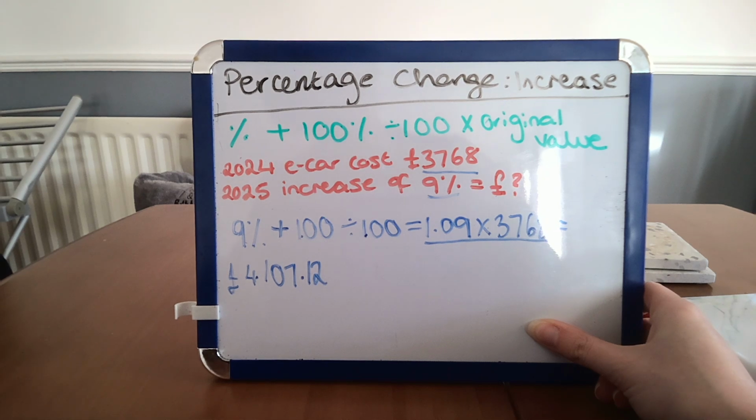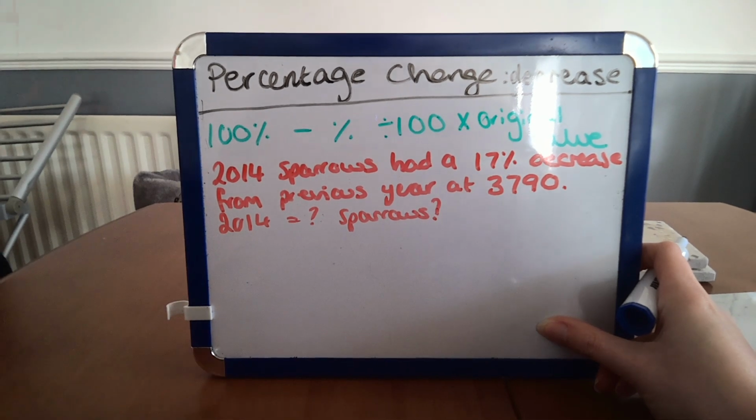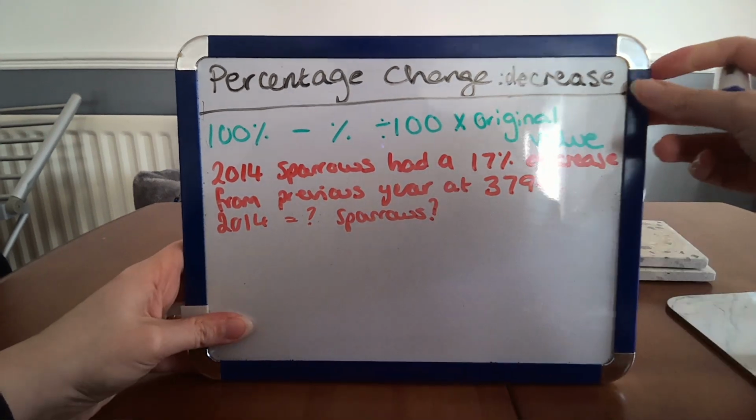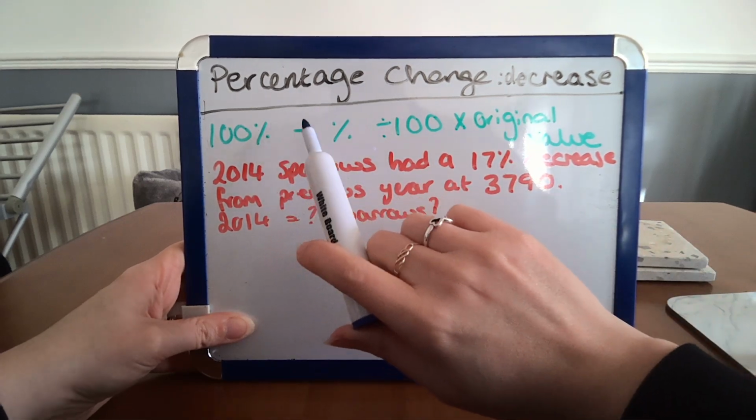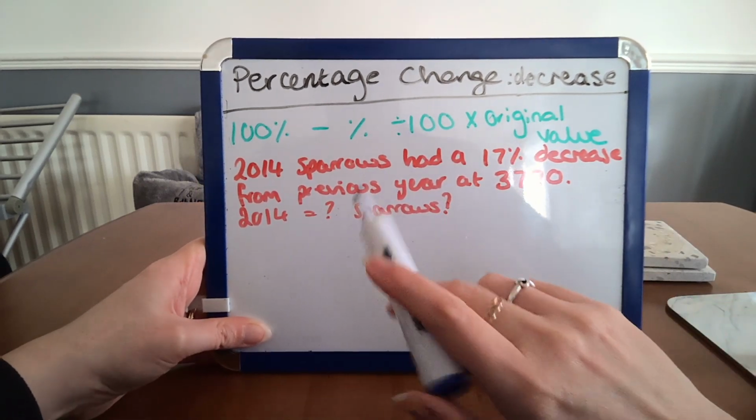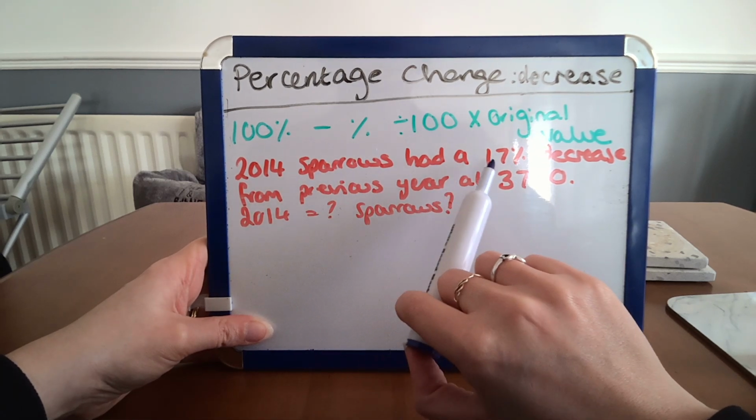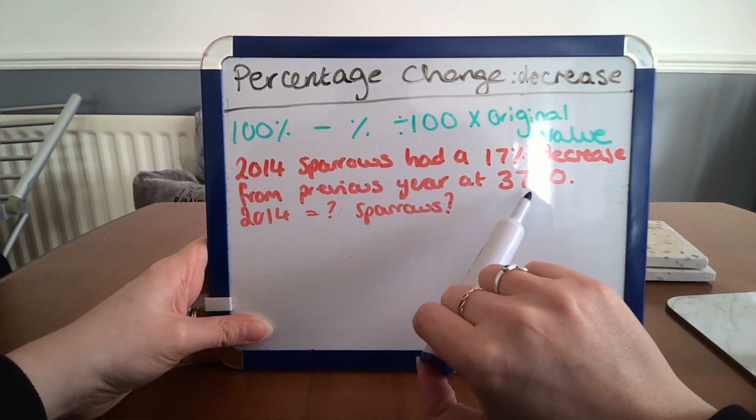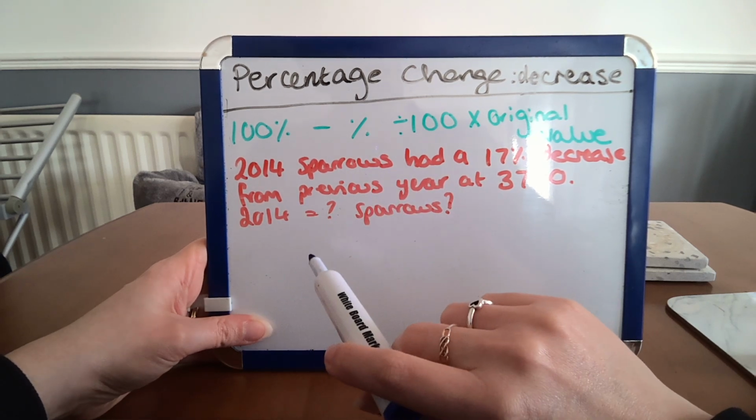We're now going to move on to decrease of percentage change. Okay, so moving on to decrease, there's a slight change to the formula in that we do the 100% take away the percentage divided by 100 times the original value. So our question says in 2014, sparrows had a 17% decrease from the previous year at 3,790. And then how many sparrows are there in 2014?